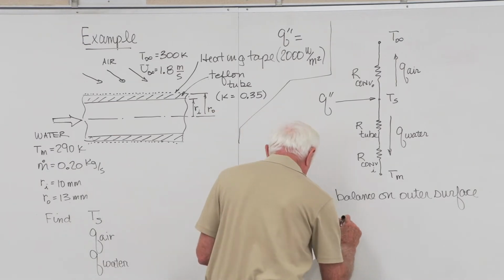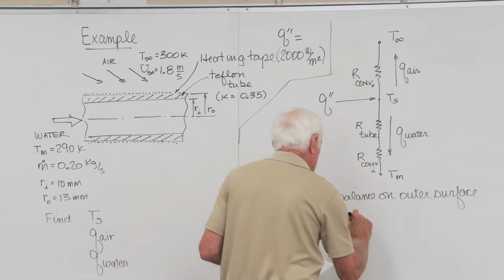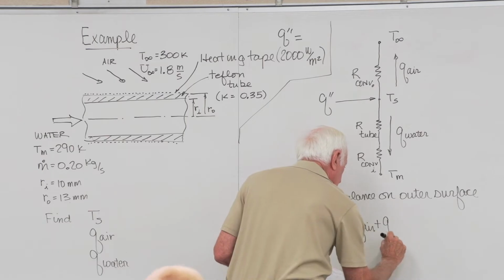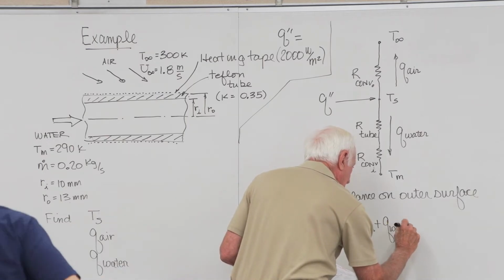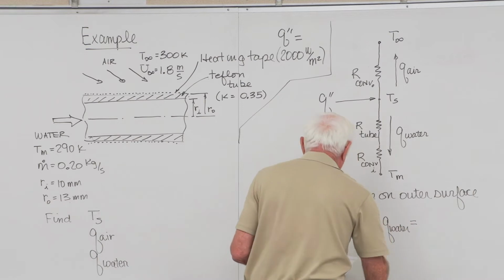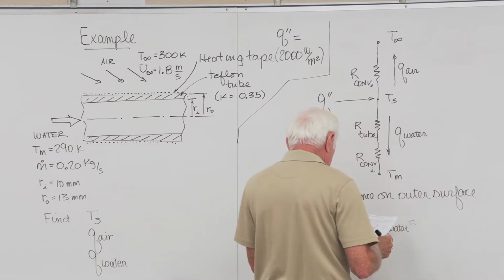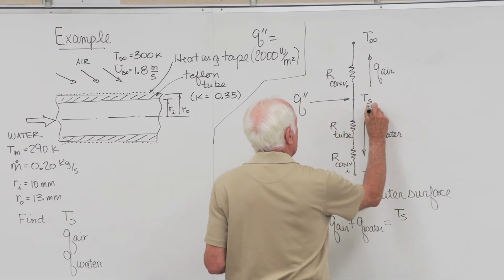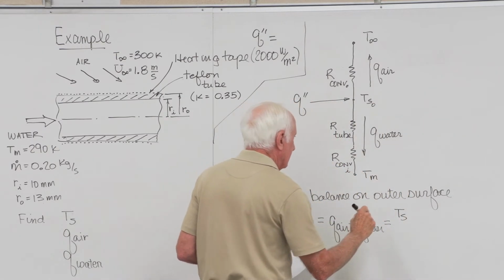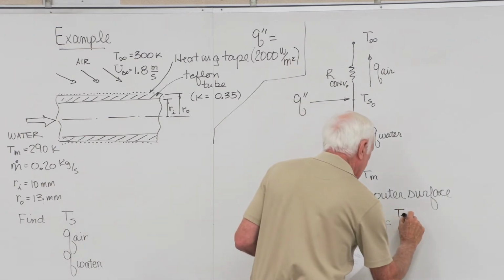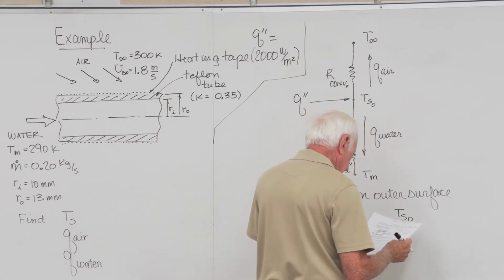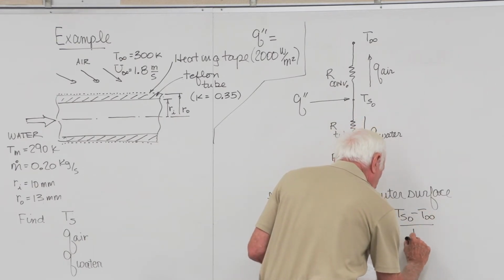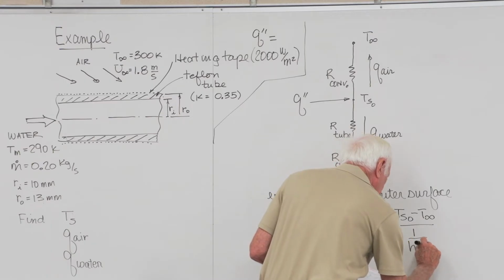And where does that heat go? Well, some of it goes, well, I'll just put it down. Q air plus Q water. And Q air, TS, he calls this TS outside, so we'll do what he does. TS outside minus T infinity over 1 over H outside, A outside.